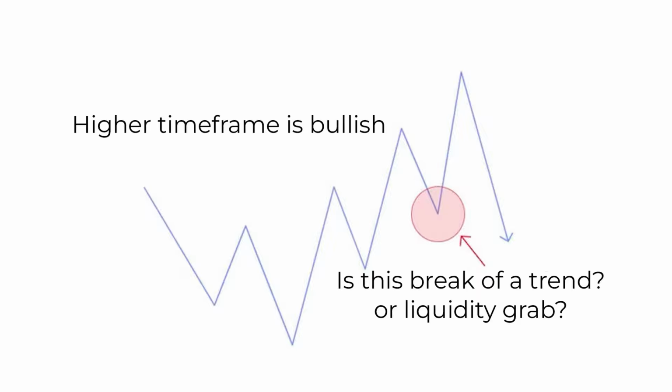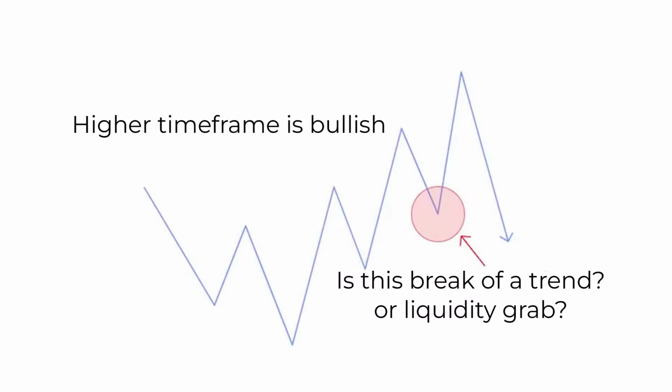Now, if you look at the image, you can see that the trend is clearly bullish. We have a low, then a high, then another low, then a high. We have just reached the previous low. Now we need to understand, is this a trend break, and can we establish a new bearish trend? Or is this simply a liquidity grab to see a continuation of the move on the higher time frame, to see a resumption of the bullish trend?